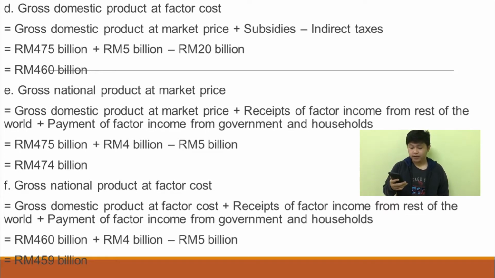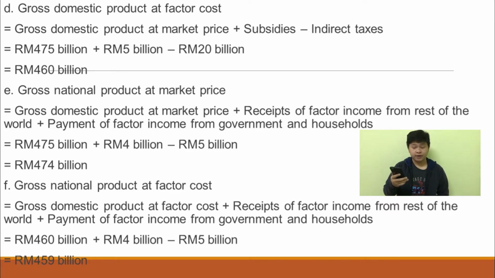Now the fifth question, gross national product at market price. This is going to take a long time to find each amount. The first thing you need to find is the gross domestic product at market price plus receipts of factor income from the rest of the world plus payment of factor income from government and households. After you manage to find these amounts, you add the sum and you will find the correct answer, which is 474 billion. How did I come up with 474 billion?